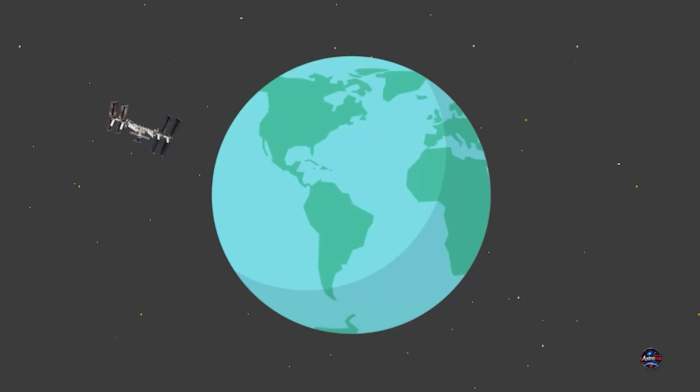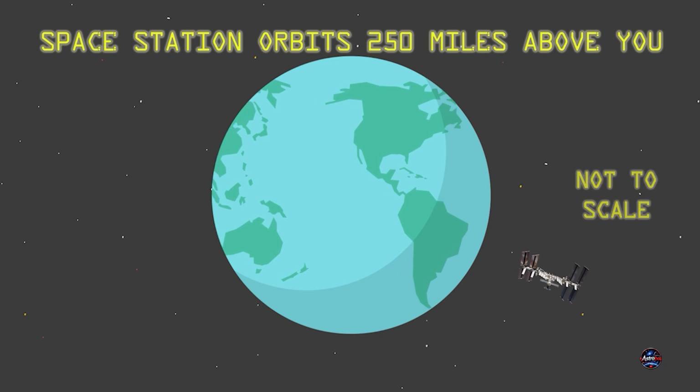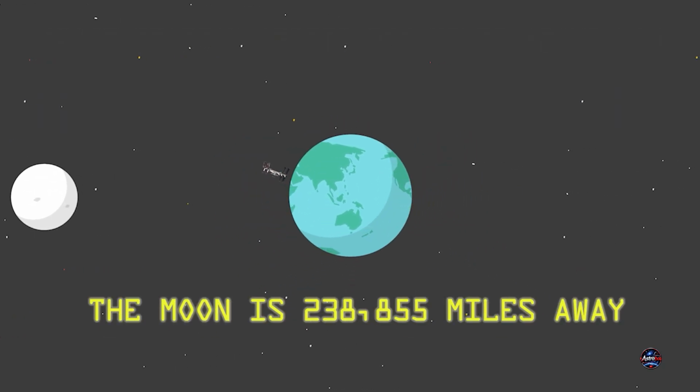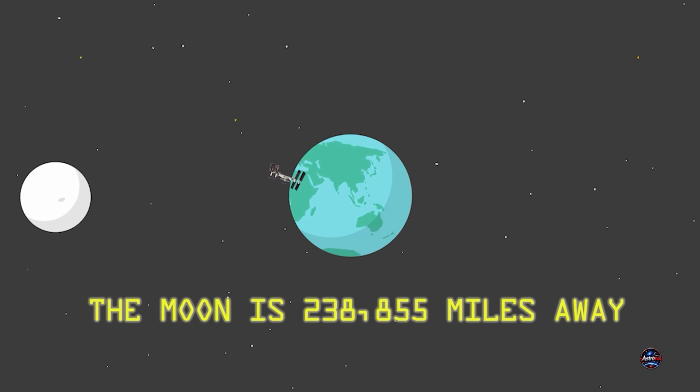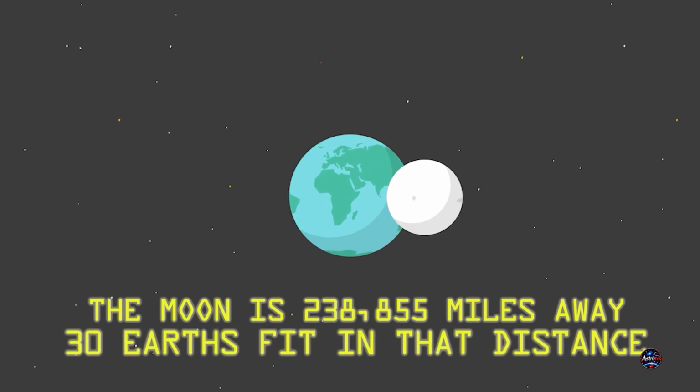But before we check out the moon phases, let's take a look at where the space station is compared to where we are on Earth and where the moon and the sun are. On Earth, you're only about 250 miles below the station. The moon, however, is located 238,855 miles on average from Earth. You could fit 30 Earths in that distance.